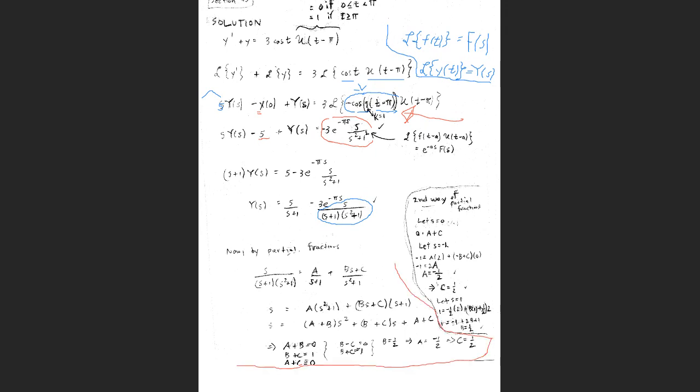Two different ways. This step right here, this is a 5 over s plus 1. Okay. This is a 5. Yep, that's a 5. So I divided through by s plus 1. That's right.